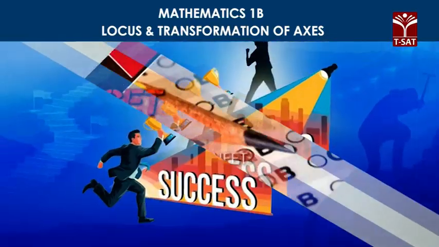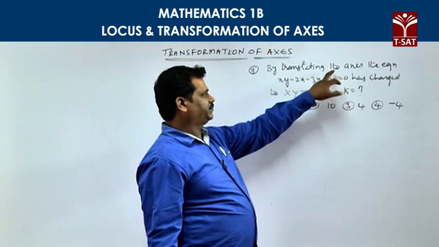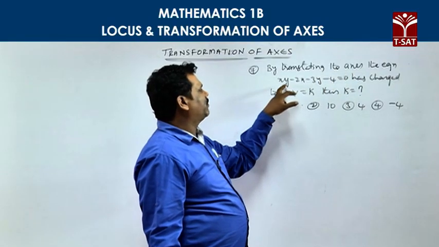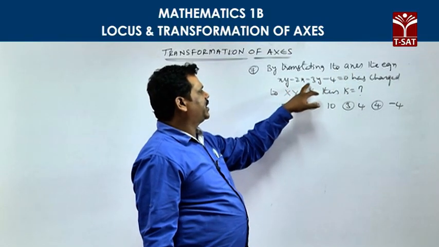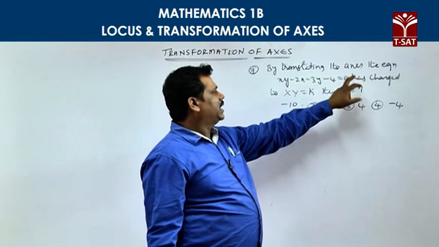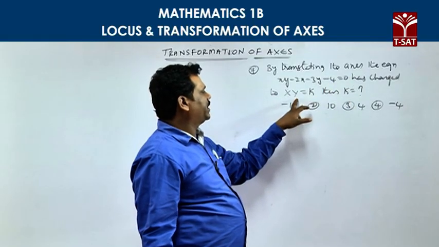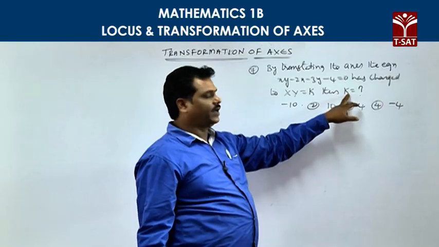By translating the axis, the equation xy minus 2x minus 3y minus 4 equal to 0 has changed to capital XY equal to k. Then what is the value of k?